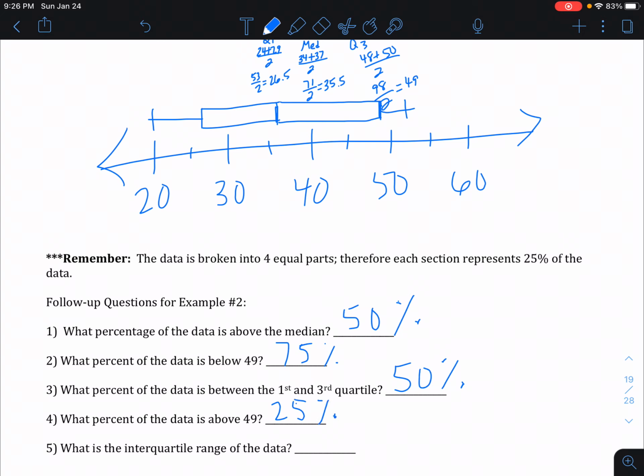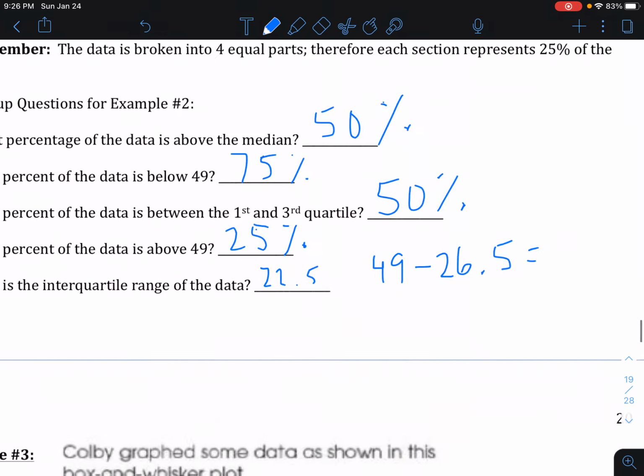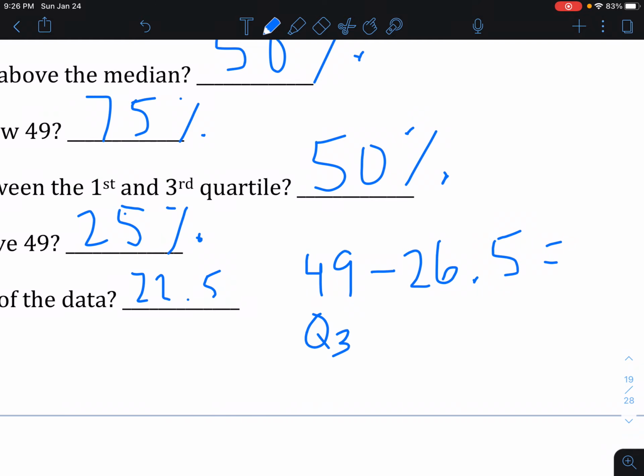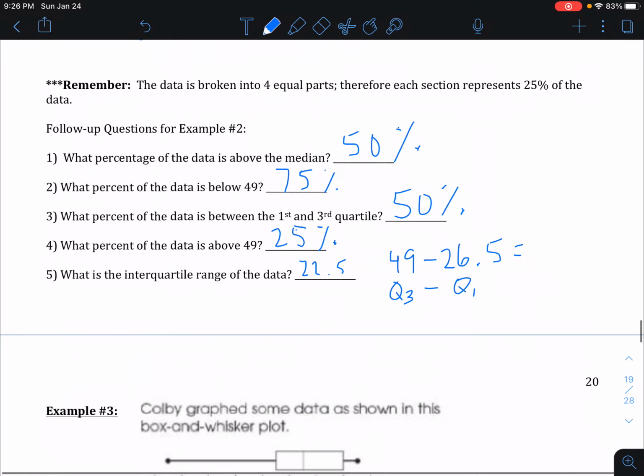And what is the interquartile range? We have to subtract the third quartile minus the first quartile. So what we're going to do is 49 minus 26.5, and that'll give our answer. It is 22.5. So again, for that calculation, what did I do? You had to take quartile 3 minus quartile 1.